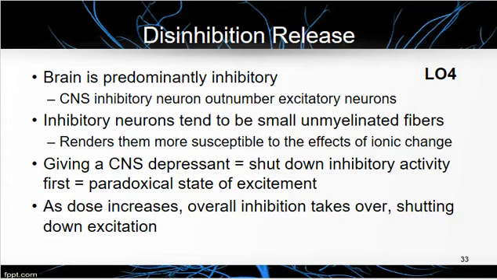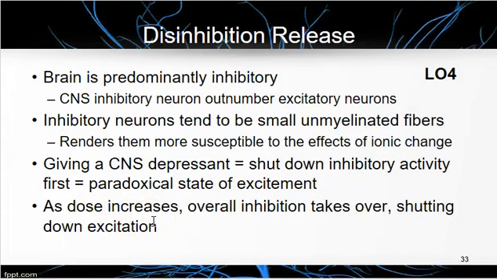And so that twofold mechanism brings us to this concept called disinhibition release, which you may have heard about from other faculty at some point. But basically, remember that the brain is a predominantly inhibitory organ. The number of inhibitory neurons basically outnumber the number of excitatory neurons. Just in terms of generalities, the inhibitory neurons tend to be small and relatively unmyelinated. And then if you give a CNS depressant, and we'll talk about several CNS depressants in the next couple of weeks, you really shut down the inhibitory activity first. Okay, and so that's this paradoxical site of excitement. And then as the dose increases, the overall inhibition takes over, shutting down excitation.